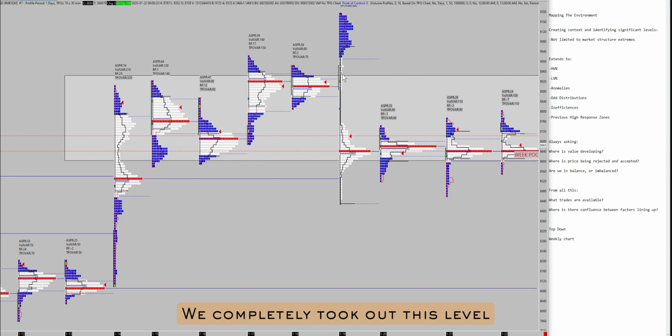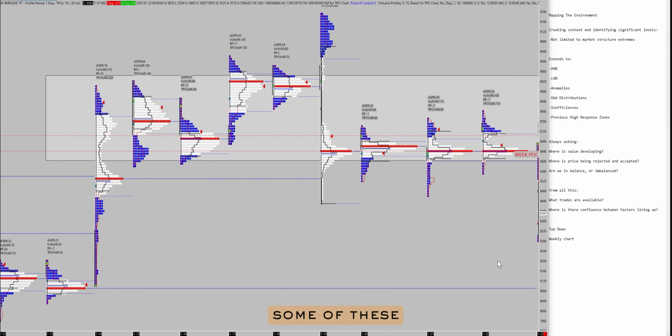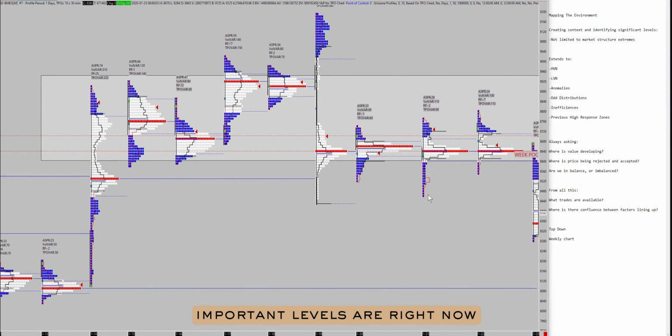We completely took out this level, had this long liquidation structure and these single prints. So we have an idea of where some of these important levels are right now. So we have an idea of where single prints are. So we're going to go ahead and mark this off, because what we said was single prints should ultimately act as an area of resistance or support if we are returning to that level. So this is an area where imbalance structure ended up.